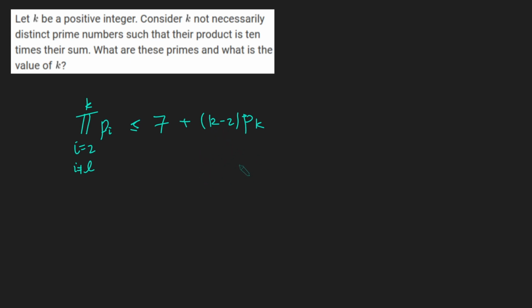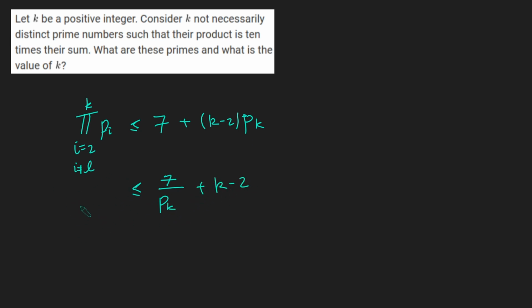So what we're going to do is use that to our advantage to see if we can make this a bit more concrete and show that this left-hand side will eventually grow much faster than this right-hand side, and so this inequality can't hold for k being too big, and we'll get that k must be just a bounded number. We'll only have a few cases to check. So what I'm going to do is divide both sides by pk here, and in doing so, the right-hand side here just becomes 7 over pk plus k minus 2.